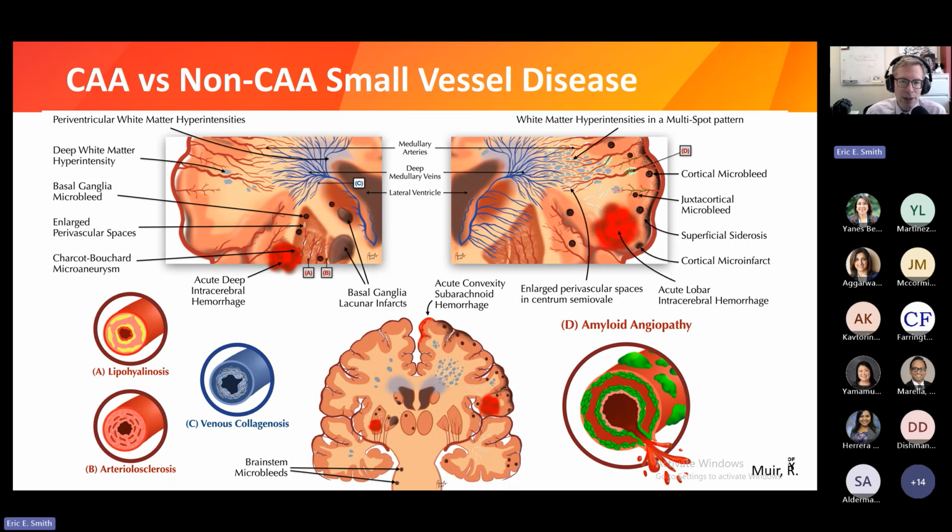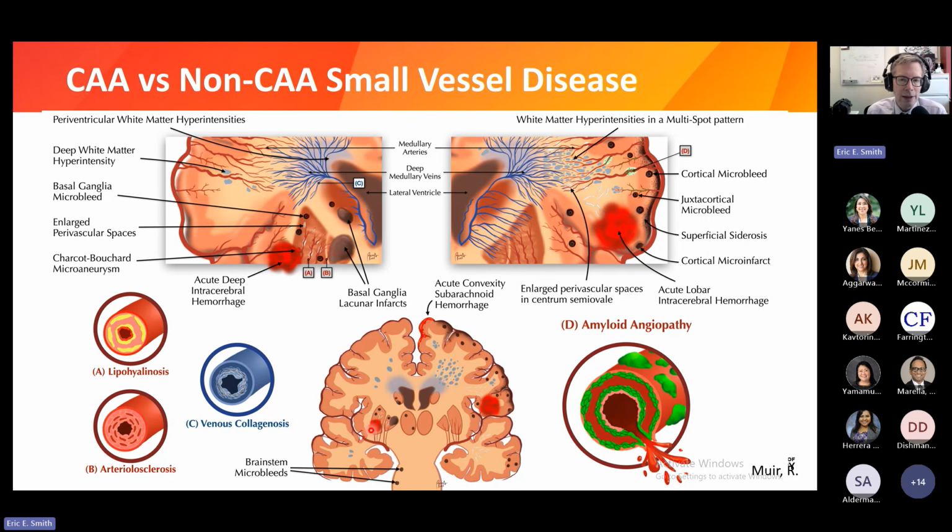And the reason the Boston criteria work is there are different tendencies for these two diseases to affect the arteries in different distributions, right? So on the left, we have the non-CAA-related small vessel diseases, which consist neuropathologically of arteriolosclerosis and lipohyalinosis. Less attention has been paid to this, but you do see disease of the small veins with aging as well, which is a process called venous collagenosis, and it's been linked to progressive white matter hyperintensity development, but less is known about the venous disease.